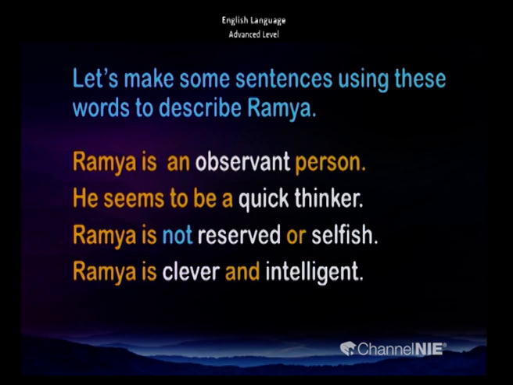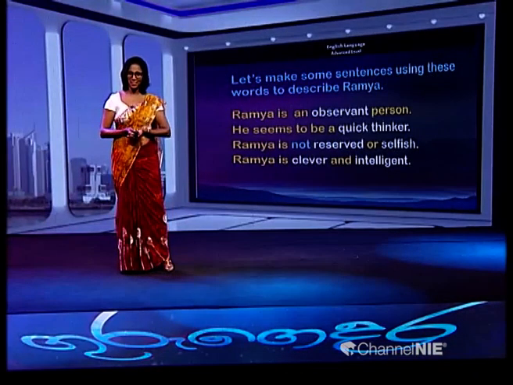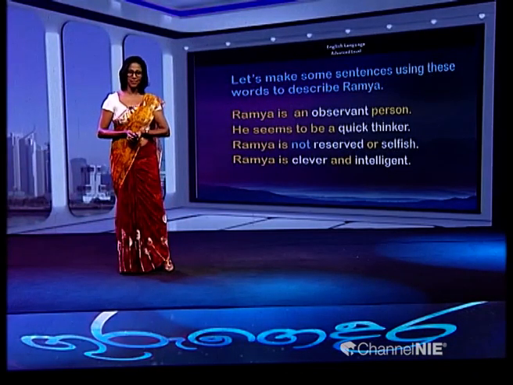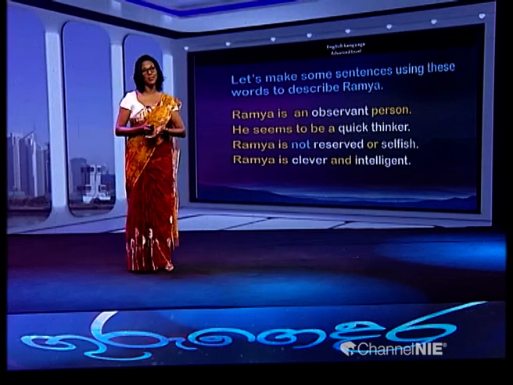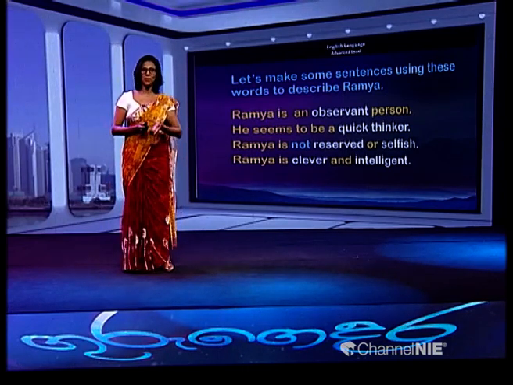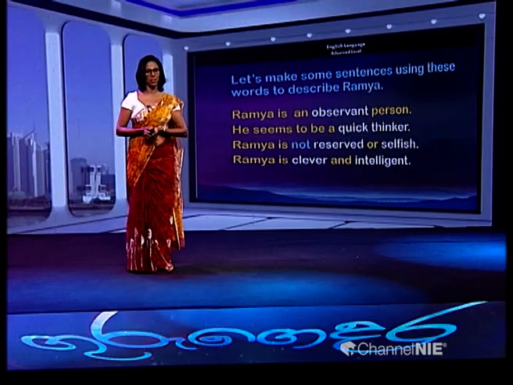He seems to be a quick thinker. Ramya is not reserved, or he is not selfish. So, I put those 2 ideas in one sentence. Ramya is not reserved or selfish. Ramya is clever and intelligent. I think you can take these sentences as samples and try out writing some other sentences using the words in the list I gave you.